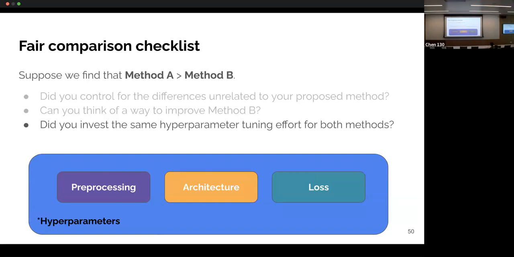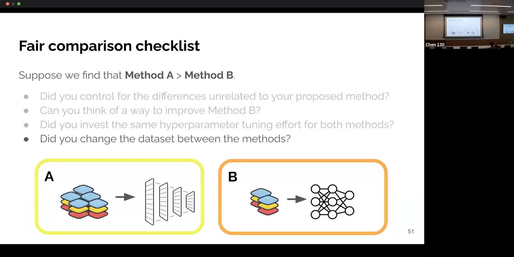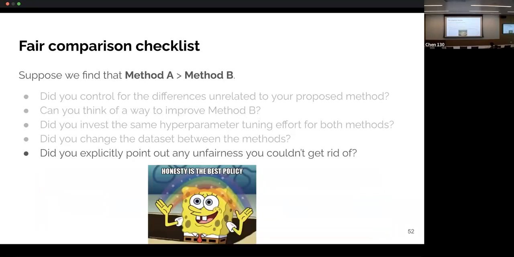Did you invest the same amount of hyperparameter tuning effort for both methods? Did you change the data set between the methods? Keep the test set the same, as Sarah said. And then, we are aware that you can't keep everything stable for everything, but just explicitly point out any unfairness you can't get rid of. Honestly, that is the best policy here. All right.